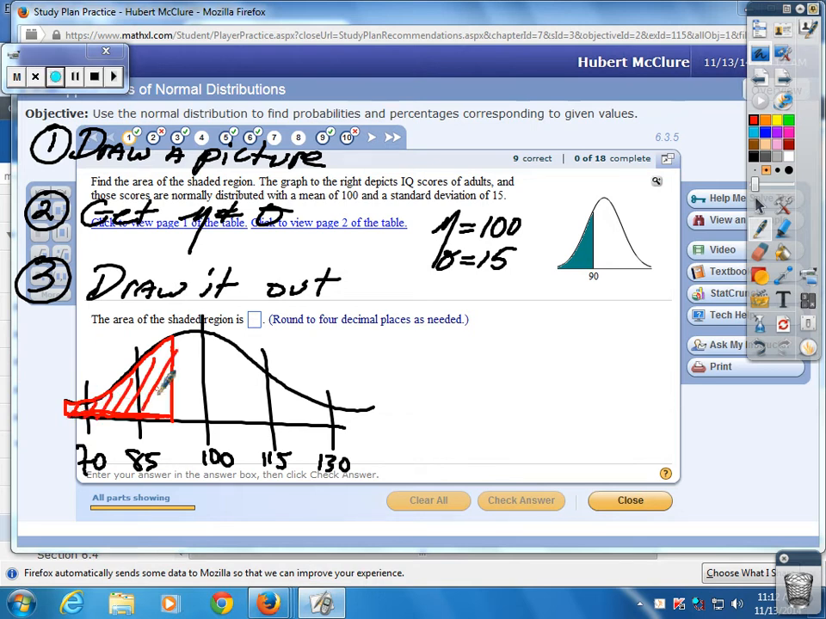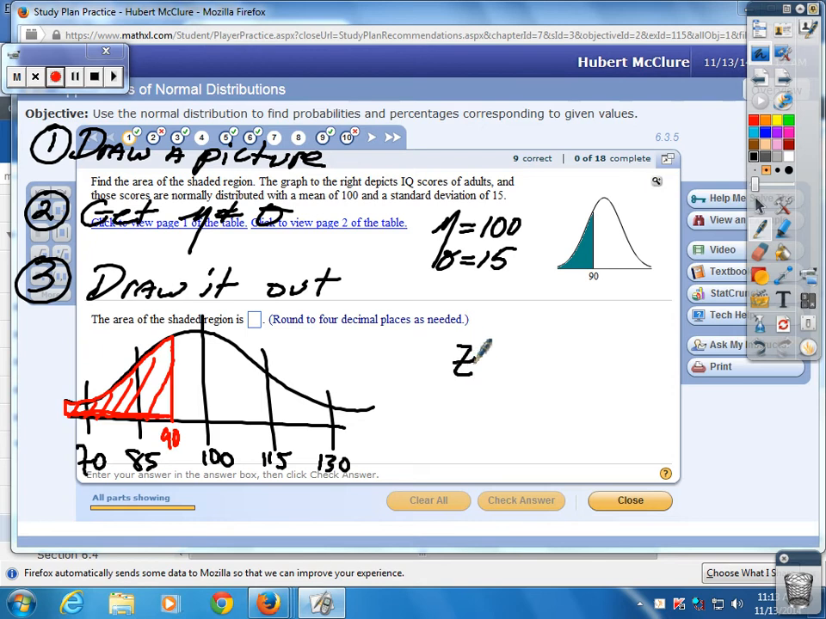Now what's the good news? Good news is it's the left-hand side. What's the bad news? It's not a z-score. So what are you going to have to do to the 90? Plug and chug into the formula. Now what is 90? Well, let's think about this. Let's use a little bit of deduction here.